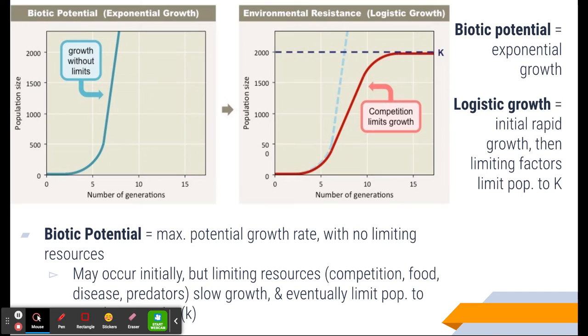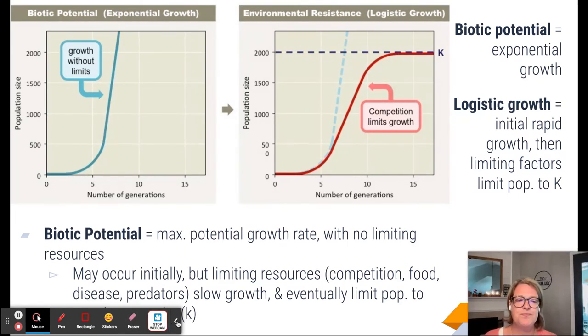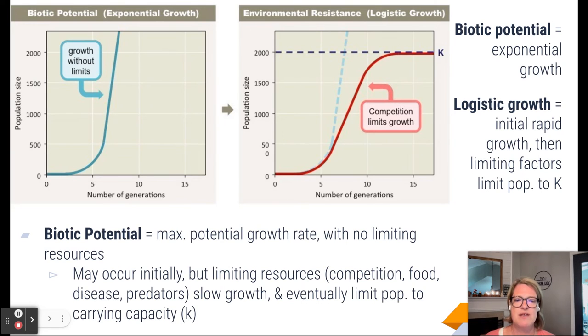All right, and so this brings up another term, which is called biotic potential. So biotic potential is the maximum potential growth rate of a population if there were no, and it's important, if there were no limiting resources. So if we just had an infinite supply of resources, what's the potential reproductive growth rate of this population? And so biotic potential actually is shown using this J curve. It's shaped like a letter J, and that represents exponential growth.